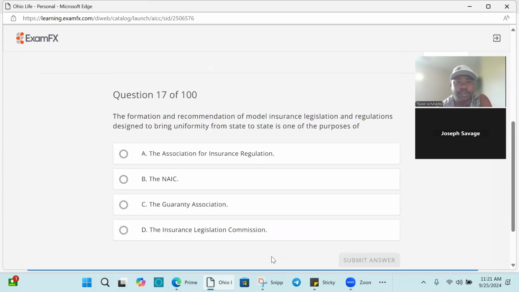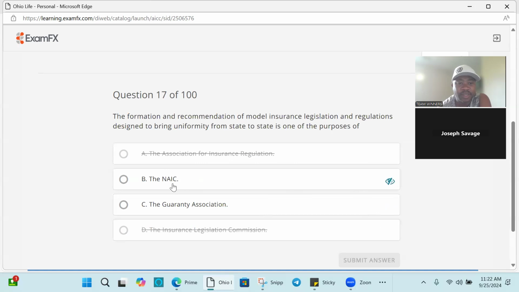The formation and recommendation of model insurance registration and regulations designed to bring uniformity from state to state is one of the purposes of the association. We never talked about A, and we never talked about D. Association of insurance regulation, we never talked about that in class, so that's not the answer. Insurance legislation committee, D, we never talked about in class, that's not the answer.